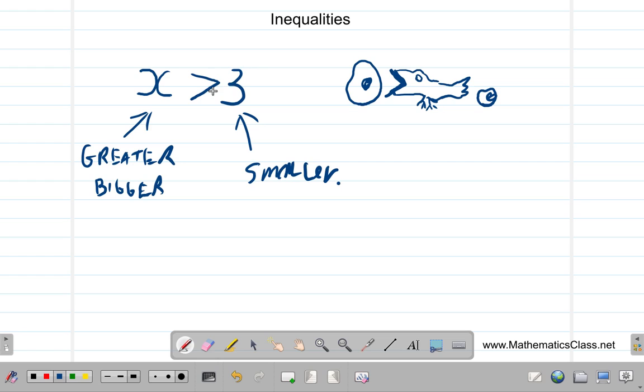This is the same thing as saying 3 is less than x. So this one says x is greater than 3. That is what they say. X is greater than 3.